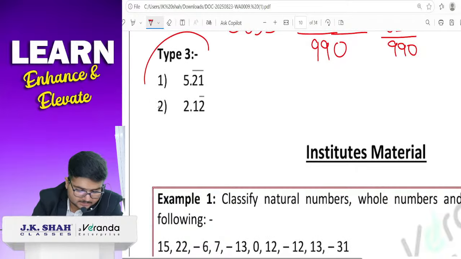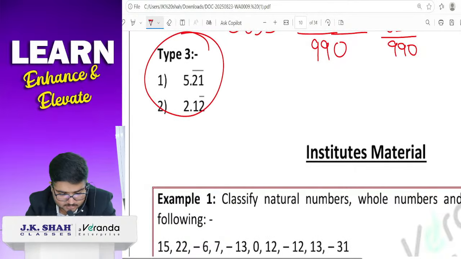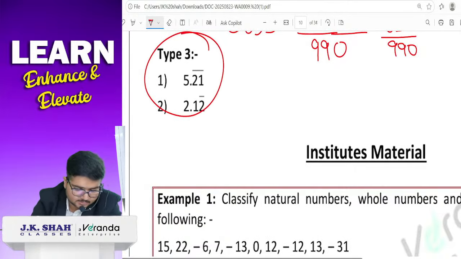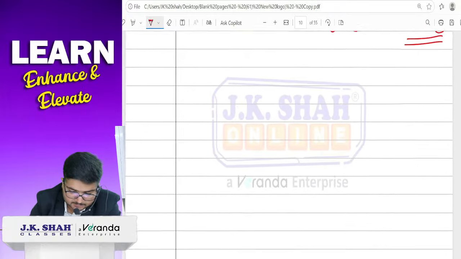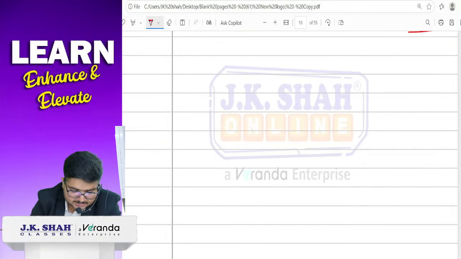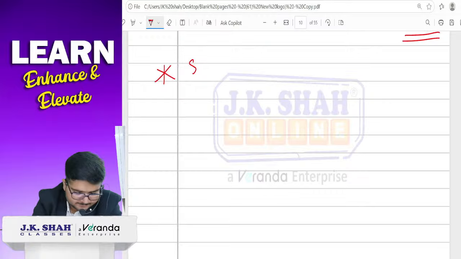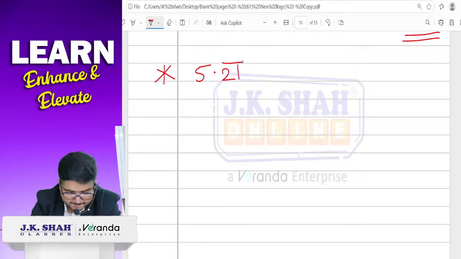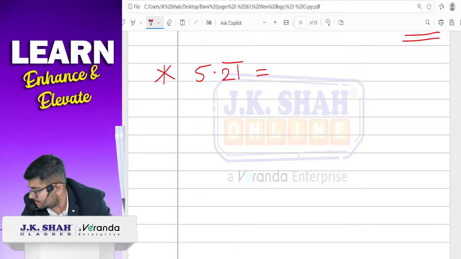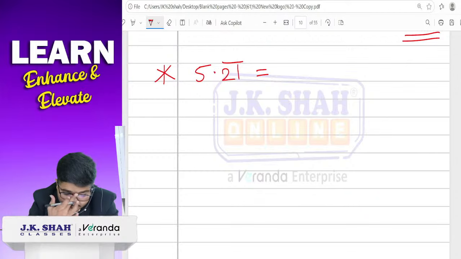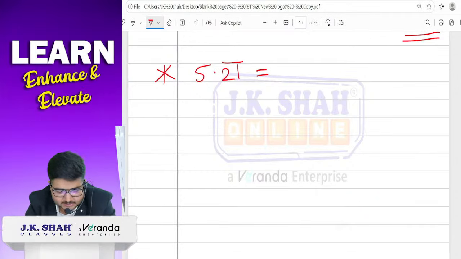Now the type 3 sums are also very easy. Let us solve these numbers. Now please keep this a secret. The trick that I am trying to teach you is very interesting, and I would appreciate it if you keep this secret. Right? Now let us solve this question.